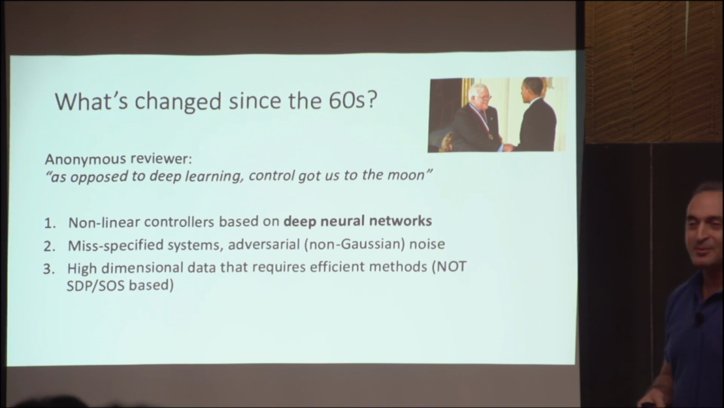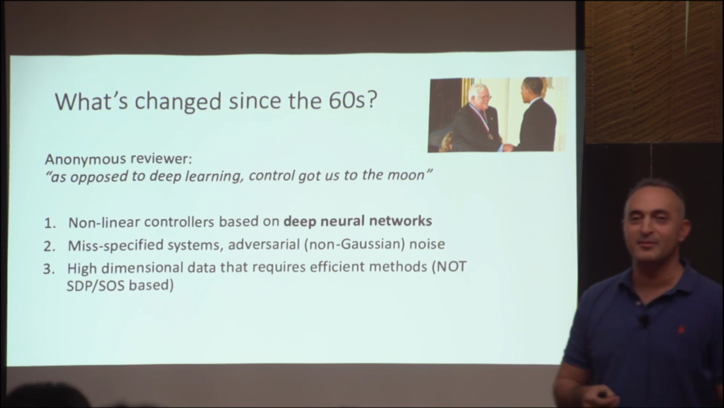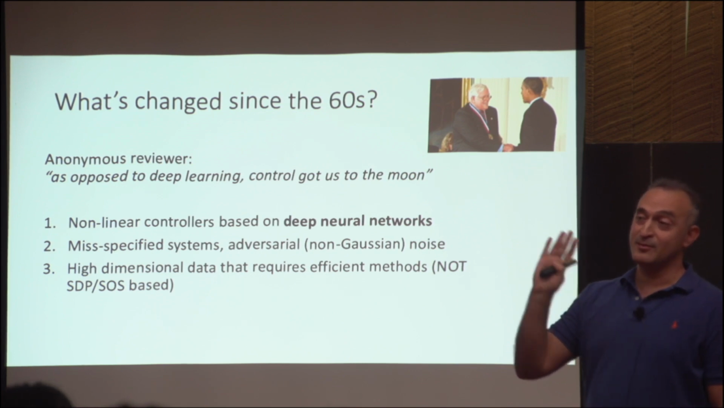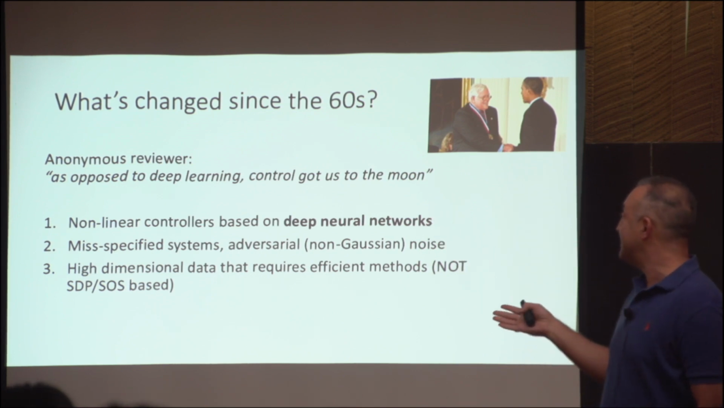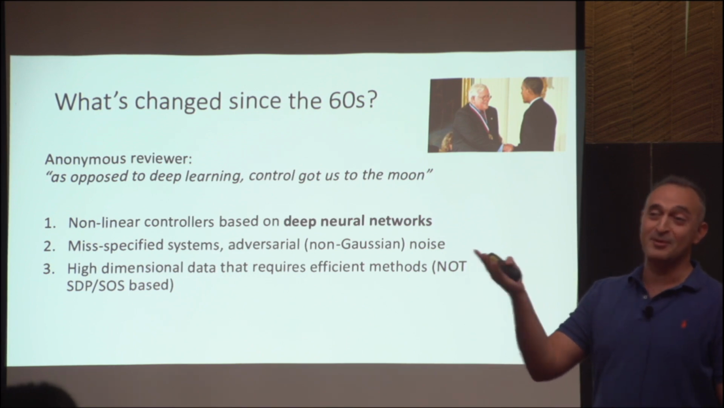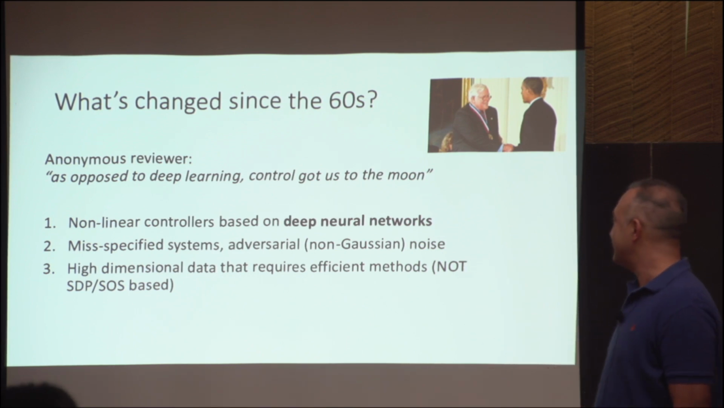So we submitted a paper to NeurIPS, and we got some reviewer. I'm actually a big fan of deep learning, but this person was probably from the control community. So he said, as opposed to deep learning, control got us to the moon. That was one of the statements. He meant it in a positive way. I was very happy to hear.